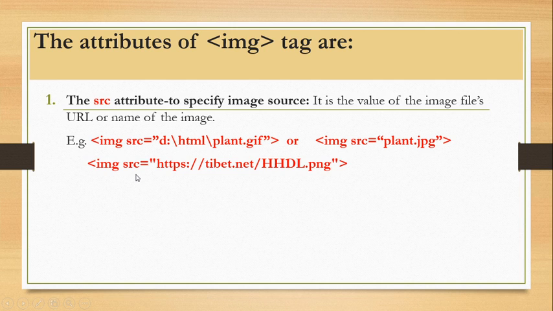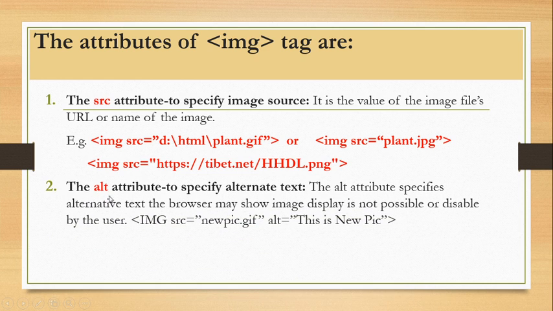Sometimes you can insert the image from the internet. At that time you have to write img src, and this is the full path or the image address that is already inserted in the internet. So you have to just copy the image address and then just paste over here. Then it will display in your web page. For that you need the internet connection to display the image on your web page.